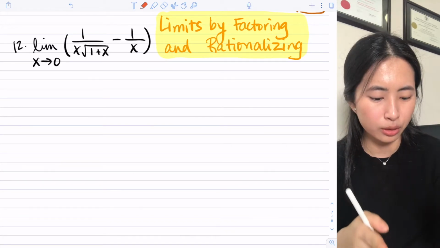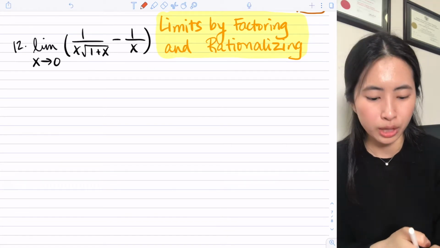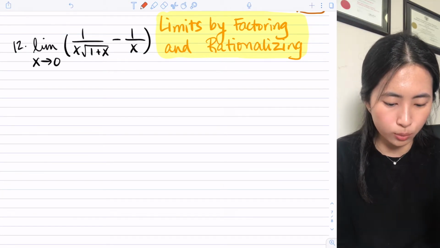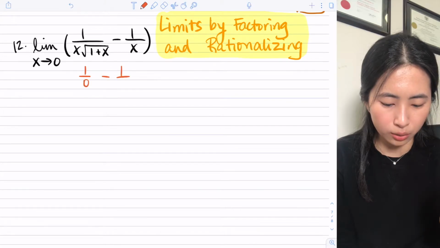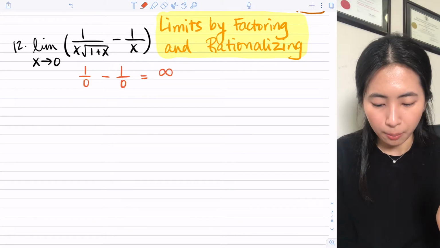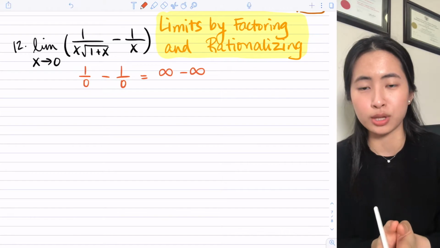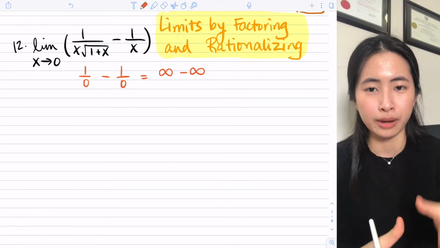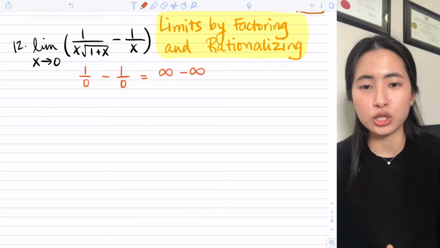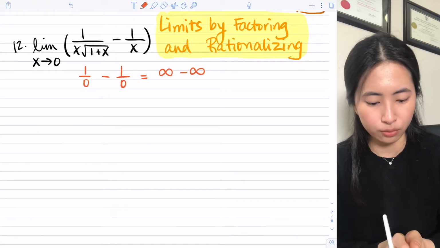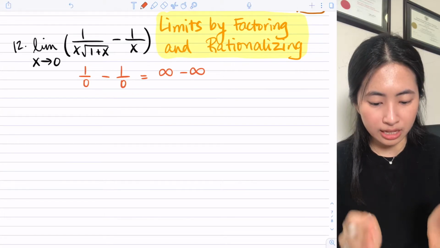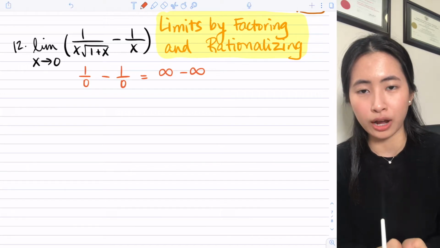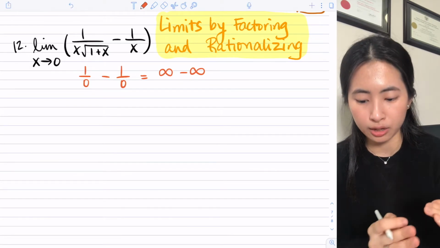For this example, we look at the limit when x approaches 0. Right off the bat, when we apply direct substitution by plugging in 0 into x, we get 1 over 0 minus 1 over 0, and hence this is infinity minus infinity, which is one of the types of indeterminate forms. As you know, indeterminate forms are problematic, so we need to think of a way to eliminate this type of indeterminate form. Right off the bat, we see that these are two fractions. Therefore, we have to combine them into a single fraction before we apply rationalization.